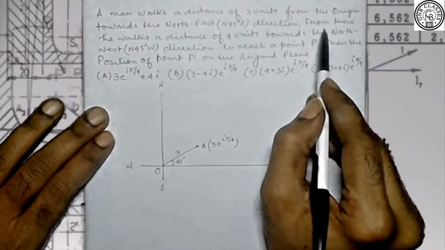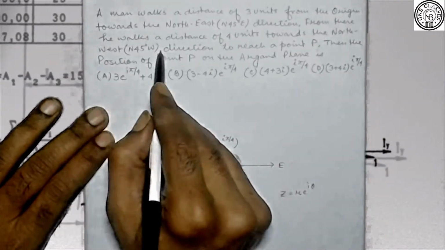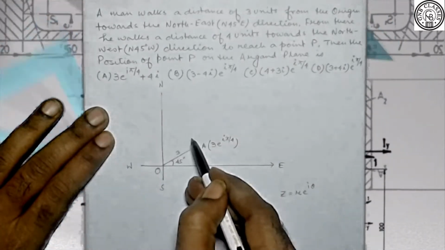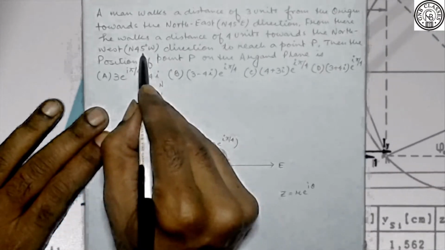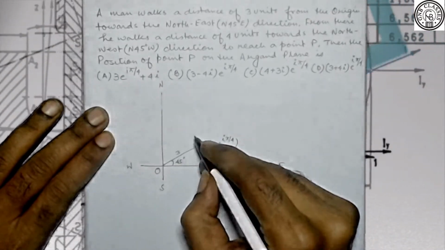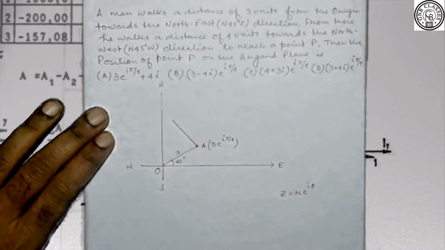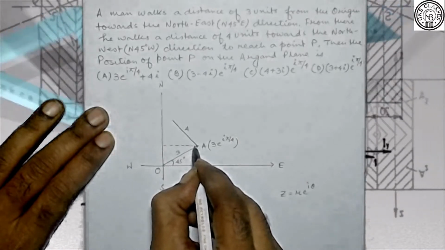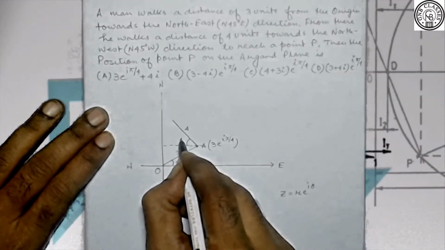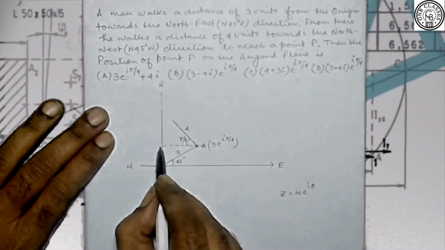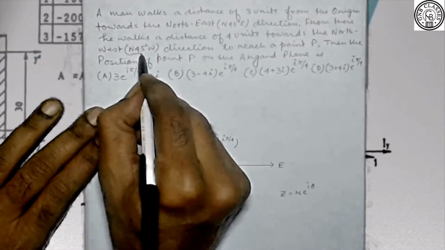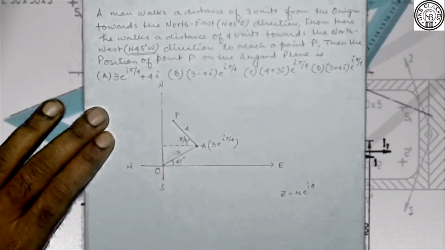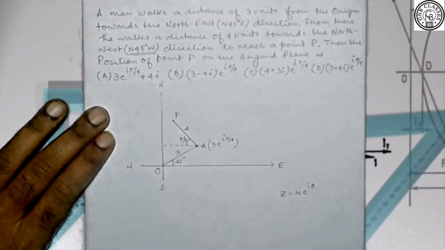Okay, now let us read the second part of this question. From there, he walks a distance of 4 units toward the northwest. Northwest is this direction, right? Making an angle of 45 degrees with west. So, from this point, he moves towards northwest by 4 units, making an angle of 45 degrees, that is pi by 4, with the west direction. Is it clear? That is exactly what it means. To reach a point P. So this point is P. Is it clear? Now, look carefully.